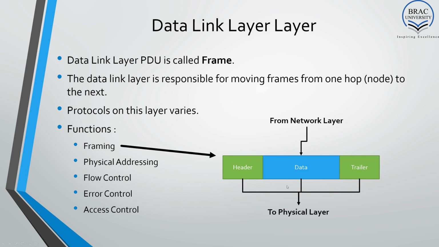So on all the previous layers, there's only a header, right? There's no trailer. In this layer, there's a header and a trailer, and it's called framing. Anyway, in the data link layer, the PDU is called a frame, and it's responsible for moving frames from one hop to the next hop, right?